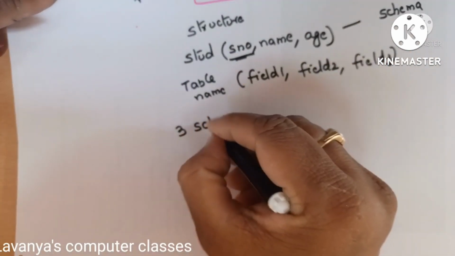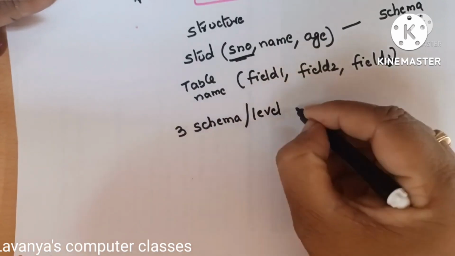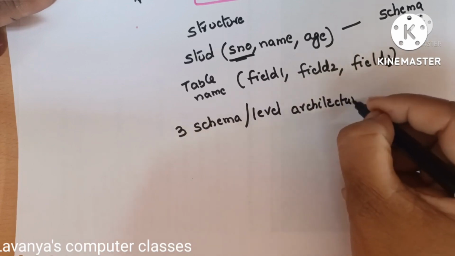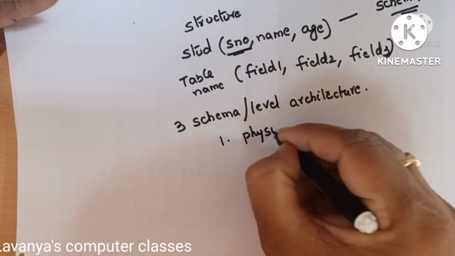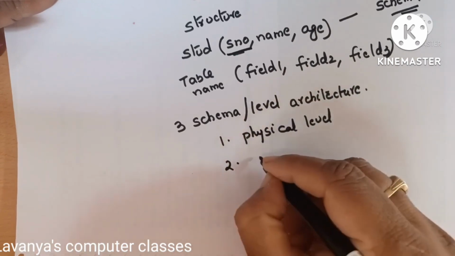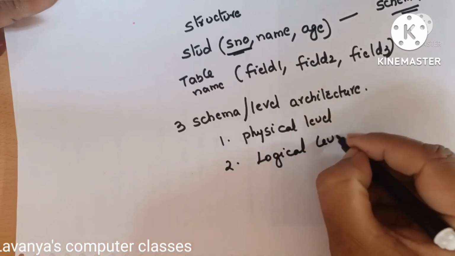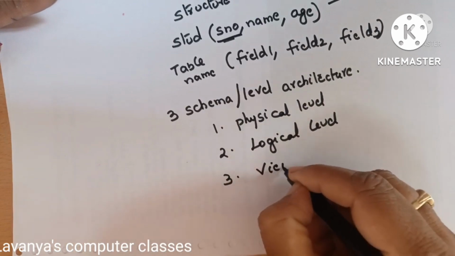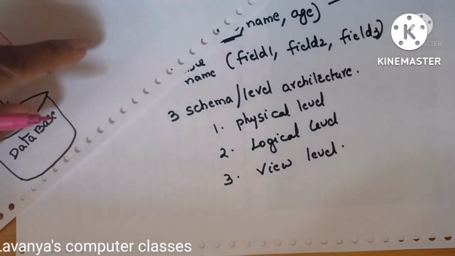After that, there is the 3 schema architecture, also called the 3 level architecture. The main purpose of this architecture is protecting your database and hiding the implementation from the users. One is the physical level or physical schema, then the logical level or logical schema or conceptual schema. The third one is the view level, view schema or external schema.